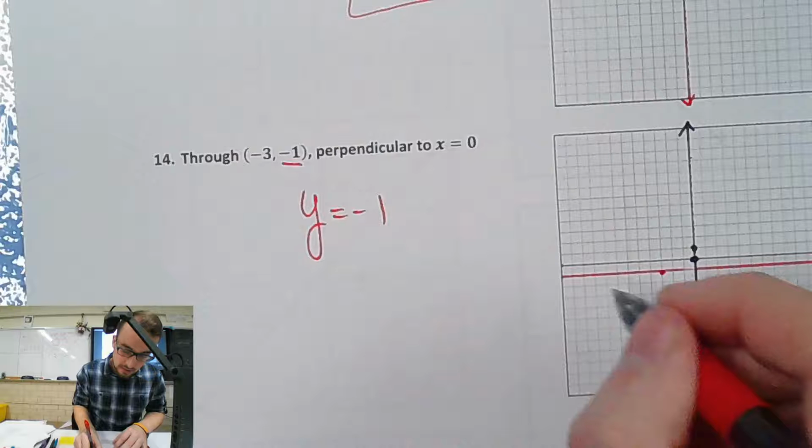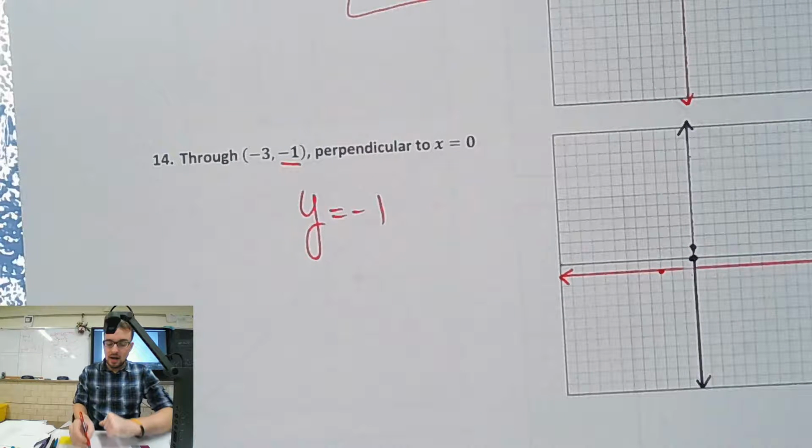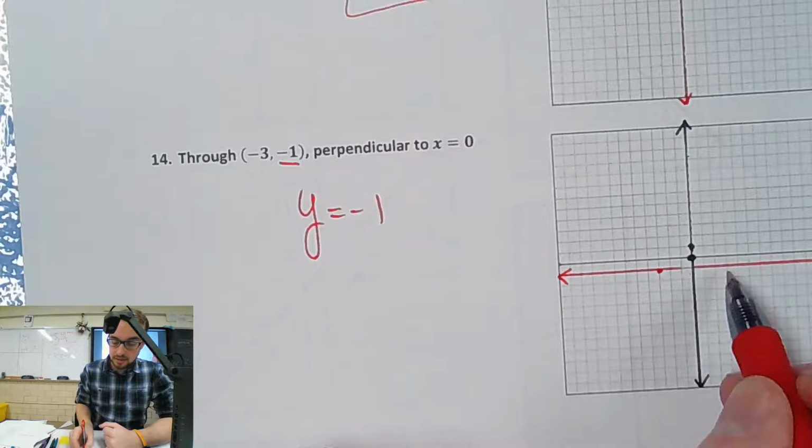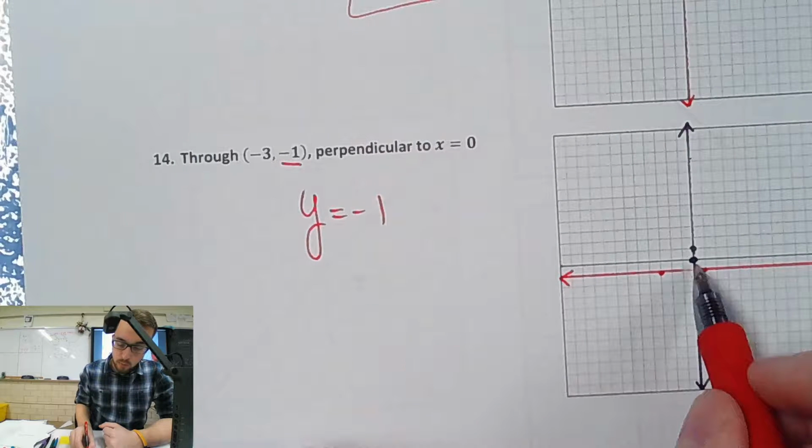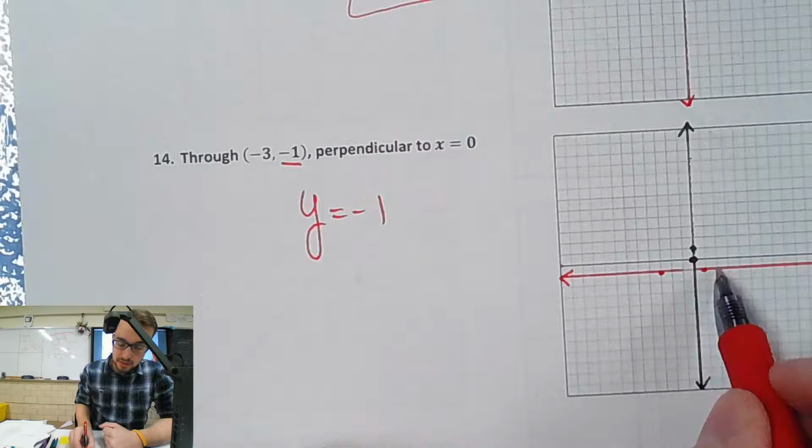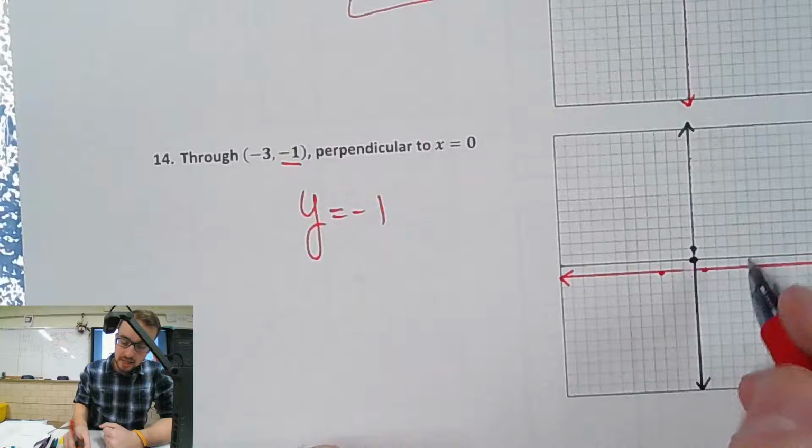All right, so what's the equation of the red line? Well, every point on this line has something in common. We've got 1, -1, we've got 2, -1, we've got 3, -1. They all have -1 for y.